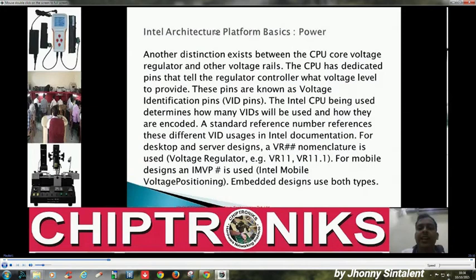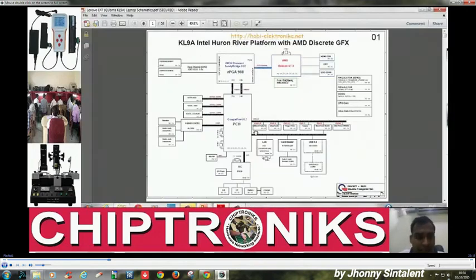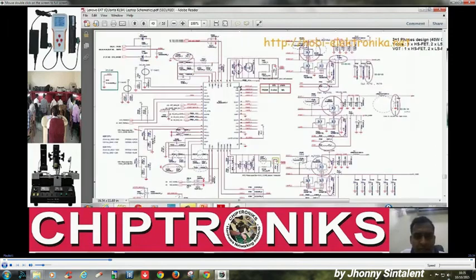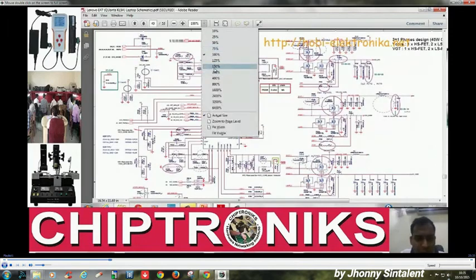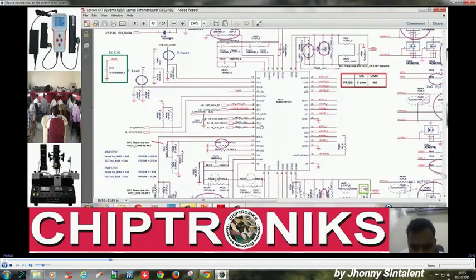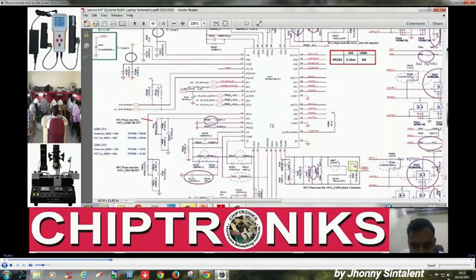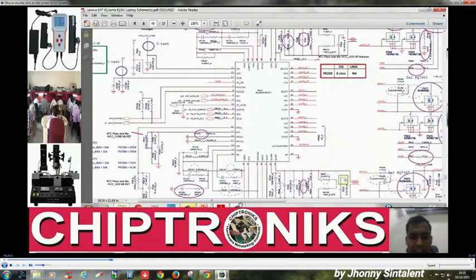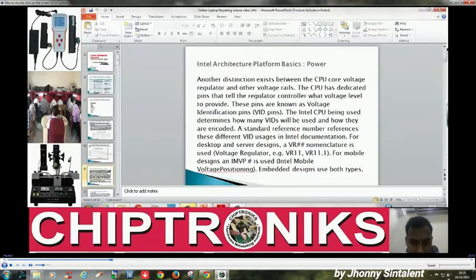Another difference you may find is in the VRM section, the VID lines. We'll see it in our schematic, right? We'll see the core voltages in our schematic, and that is page number 49. So let's go to page number 49, and we just zoom it, and we can see this. Just zoom it more and you can see the VID.